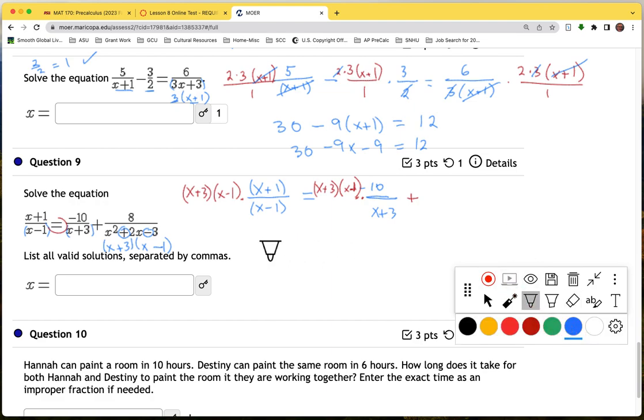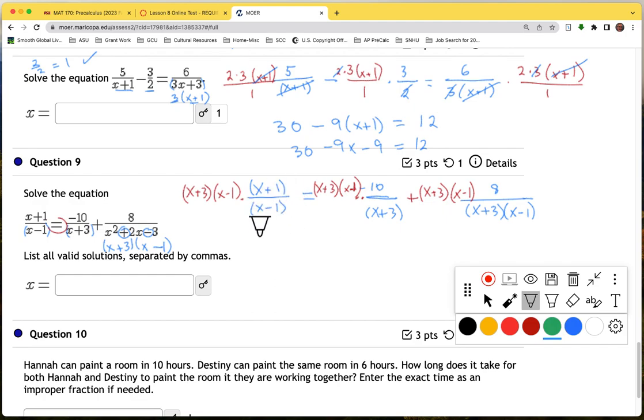We've got this 8 in the numerator. x plus 3. We can put some parentheses around each of these. x minus 1. And then we're multiplying because when we multiply a side, it distributes to all the terms. x plus 3, x minus 1.